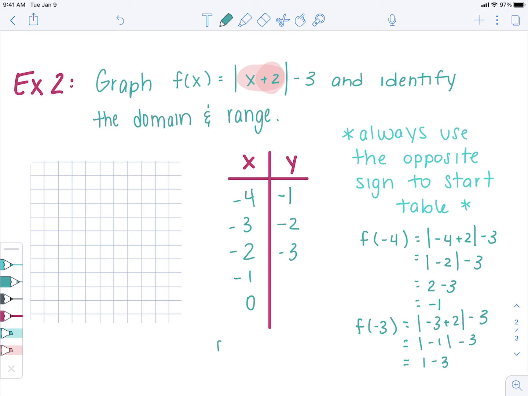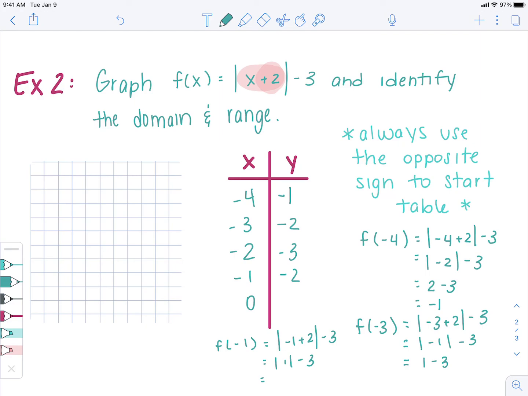All right. If I'm doing f of -1, I get -2, right? The absolute value of -1 plus 2, minus 3. -1 plus 2 is what? 1. So the absolute value of 1 is 1, and 1 minus 3 is -2. Oh, yay! That's what we want, right? We wanted it to be the same.